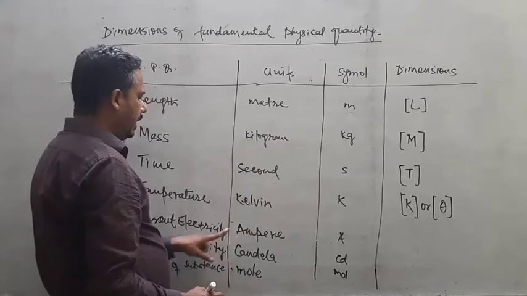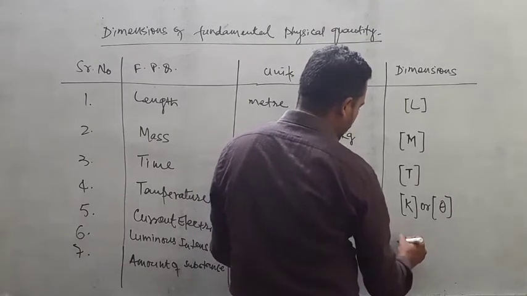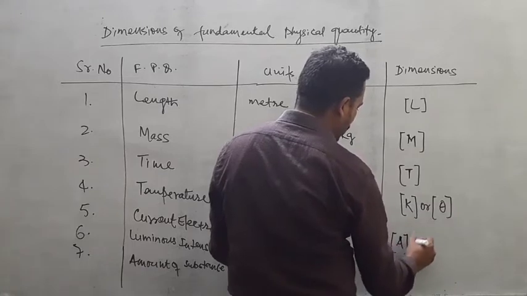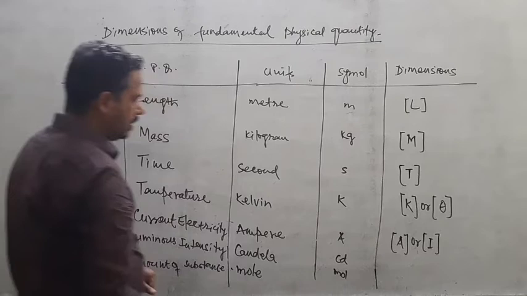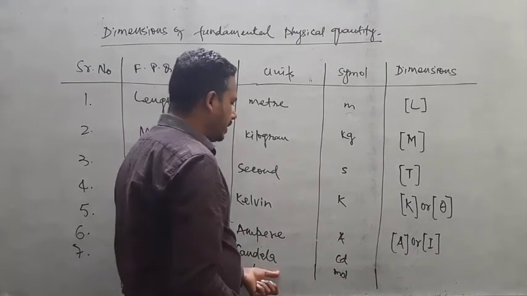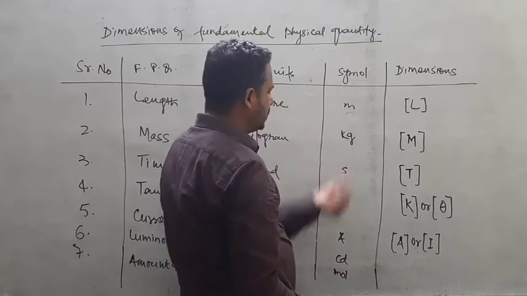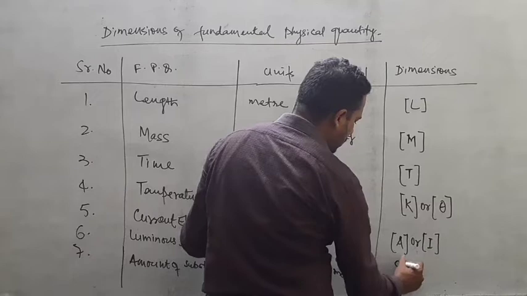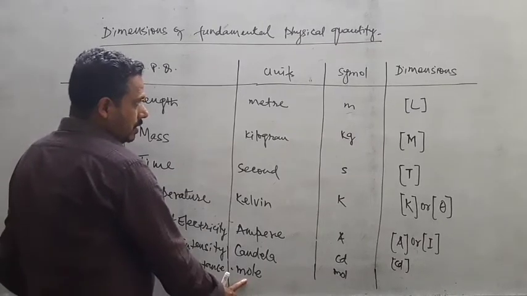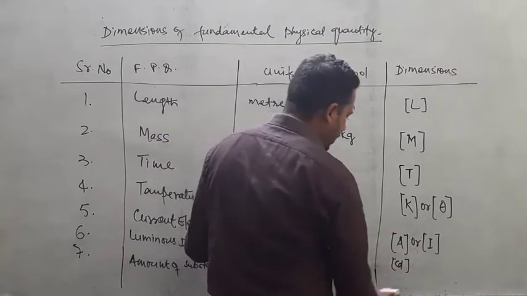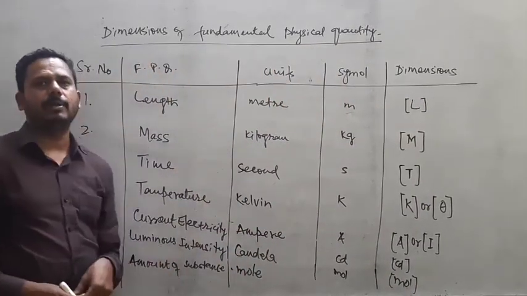Accordingly, for current electricity, its unit is ampere and its dimension is either capital A or I. Alright. For luminous intensity, its unit is candela, its symbol is cd, and its dimension is also cd. For amount of substance, the unit is mole, the symbol is mol, and the dimension is also mol. Alright, so these are the dimensions of all these 7 fundamental physical quantities.